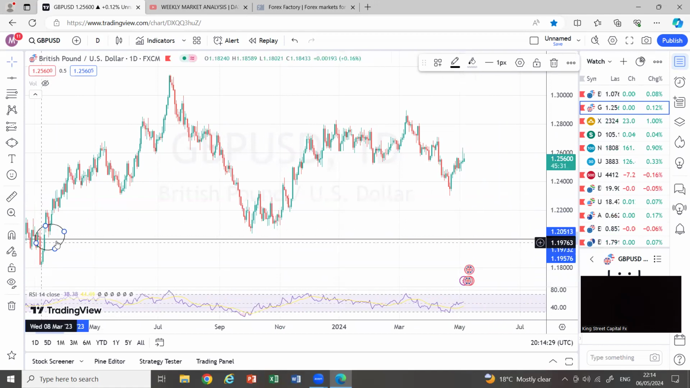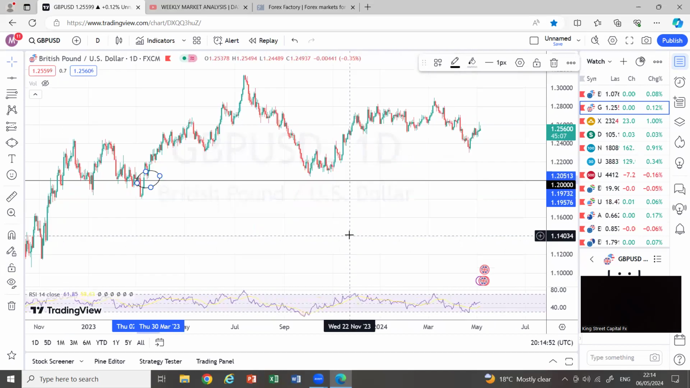However, the market has not retested this price of 1.02 thousand since March 2023. So I do believe that we would see a retest of this price. When? That is the question. And that is what we are waiting for.